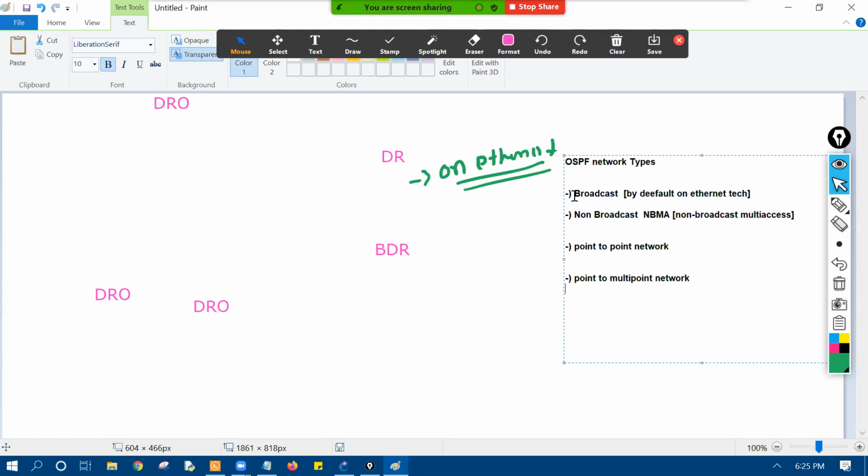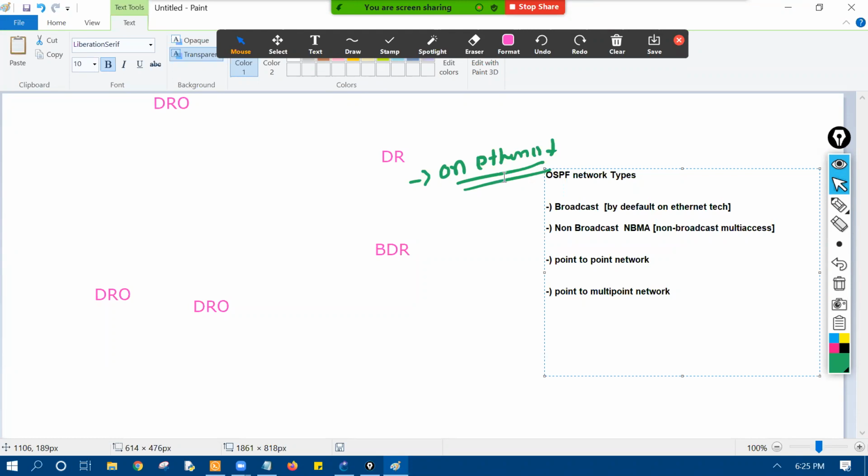Right now I'm discussing the broadcast type. In broadcast, what happens by default? On every Ethernet interface, Ethernet means either Fast Ethernet, 100 Mbps, 1000 Mbps, or Gig Ethernet, any Ethernet that belongs to the Ethernet family. All of them are enabled with broadcast capability by default. These are the OSPF network types.